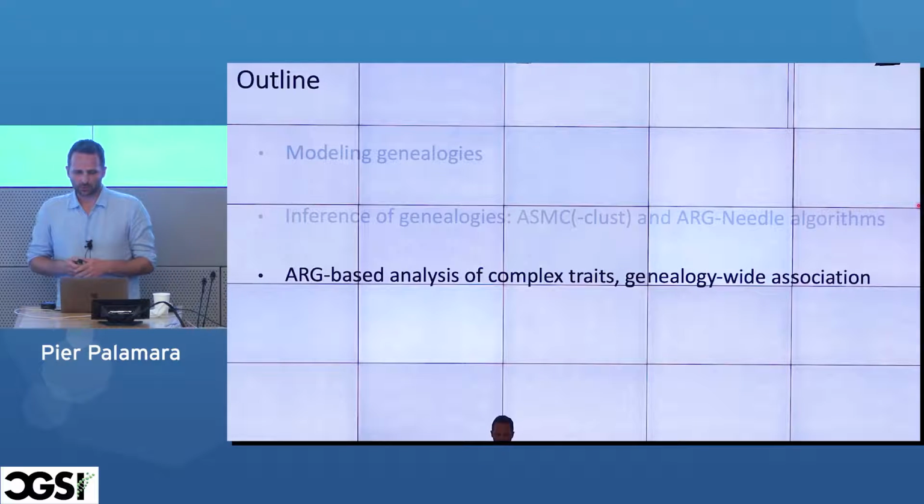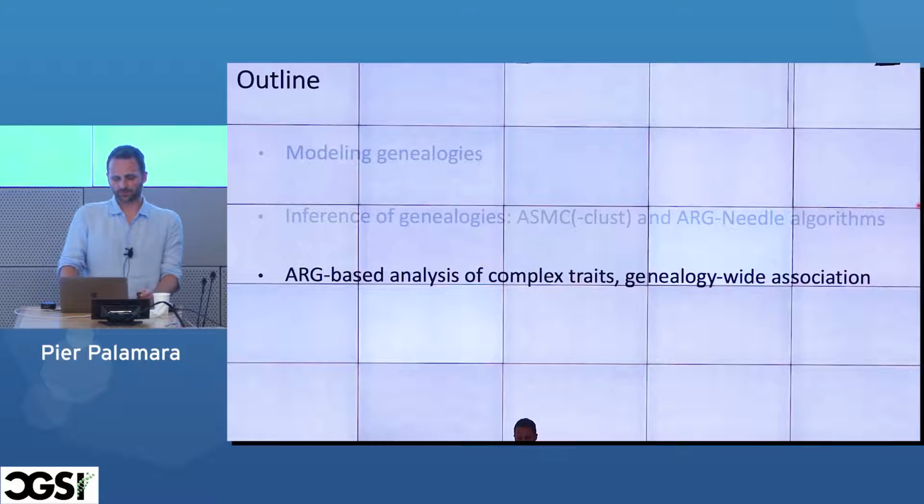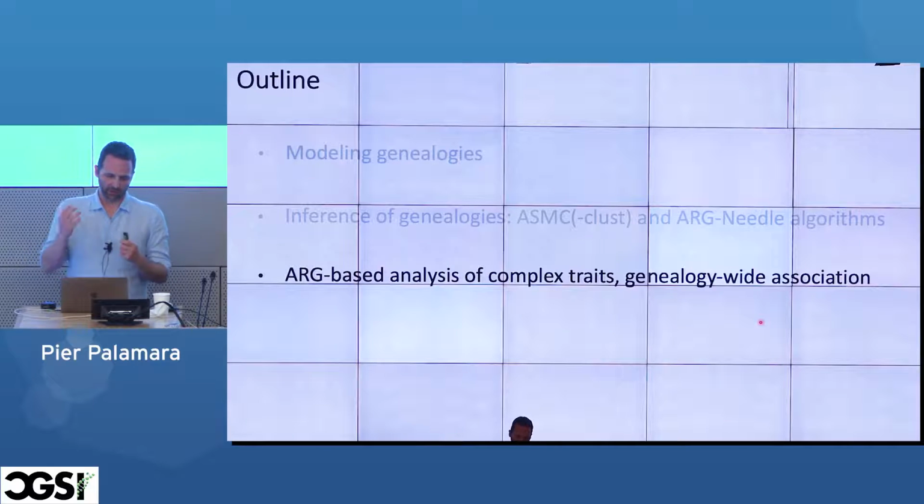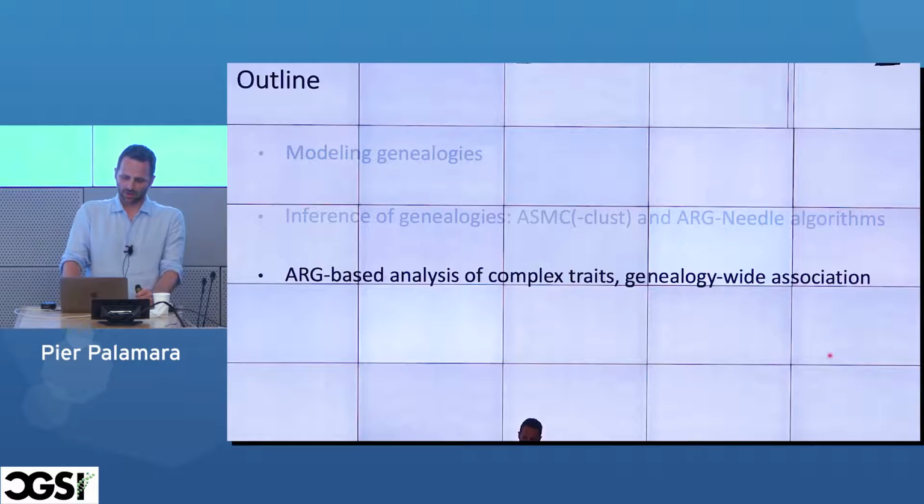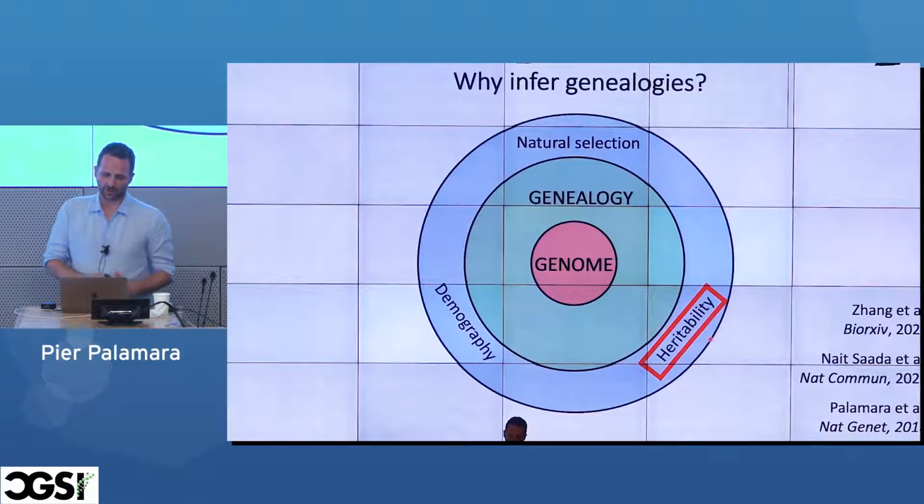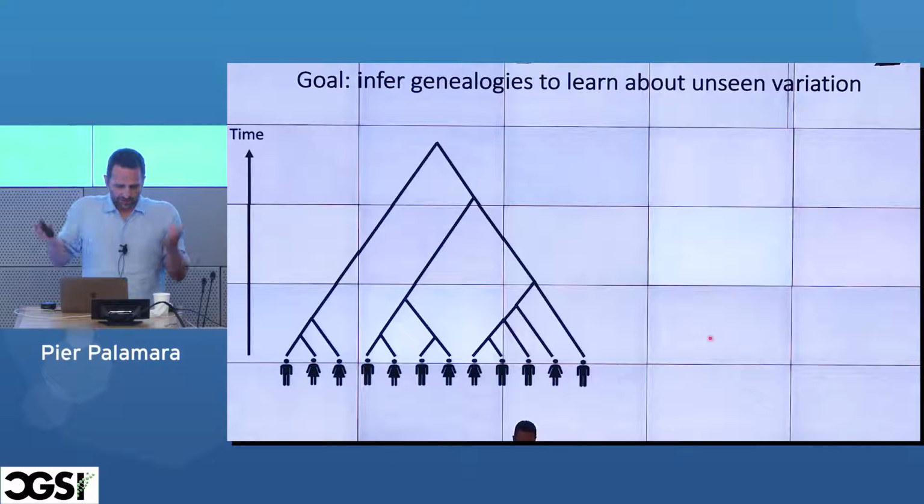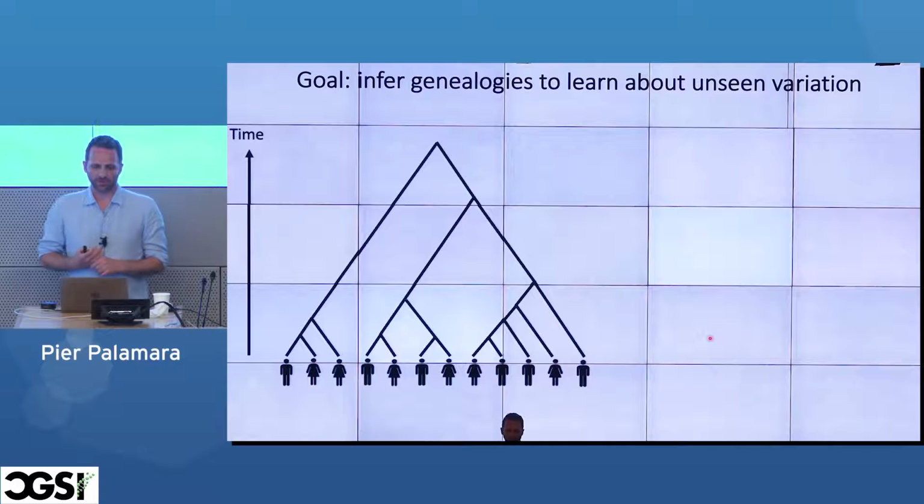Okay, so now moving on to using these genealogies to actually do analysis of complex traits, things like GWAS and other things, which we are calling genealogy-wide association. So we're now moving to this part of these applications. The general principle here is always the same in a way. Because we are able to do these things with SNP data, not just sequencing, we have access to more information if we get the genealogy.